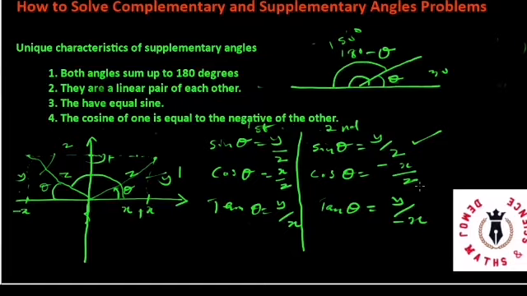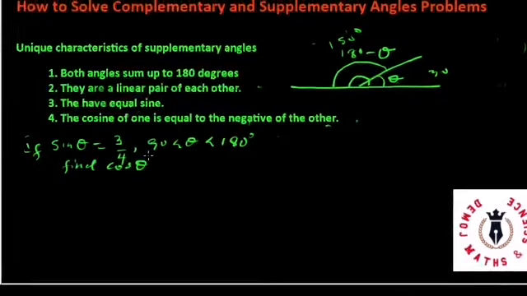Now let's take a question to illustrate this. Our question says, if sine theta is equal to 3 over 4, for 90 is less than theta and theta is less than 180, find cos theta. Now, since theta is between 90 degrees and 180 degrees, obviously theta is in the second quadrant. And if theta is in the second quadrant, that means theta is between 90 and 180.